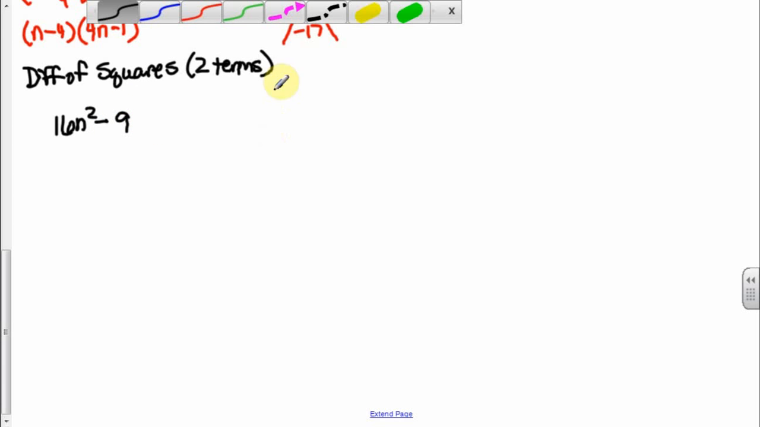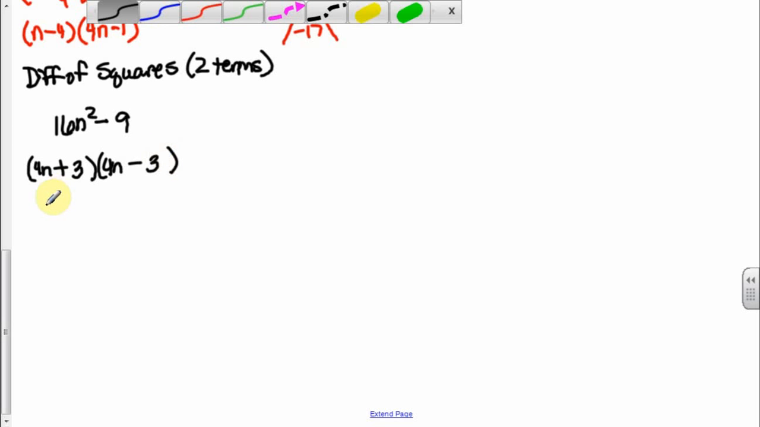16n squared minus 9. A difference of squares always factors the same way. And if you can remember it, it will save you tons of agony. Always factors the same way, every time. It factors into the sum and the difference of the square roots. Every time. One plus, one minus, doesn't matter which one you put first, and the square roots of the two numbers there. So what's the square root of 16n squared? 4n. What's the square root of 9? 3. So it's going to factor into 4n plus 3 and 4n minus 3.